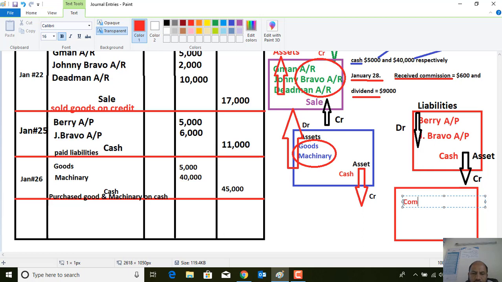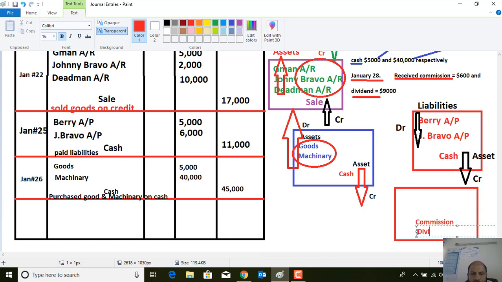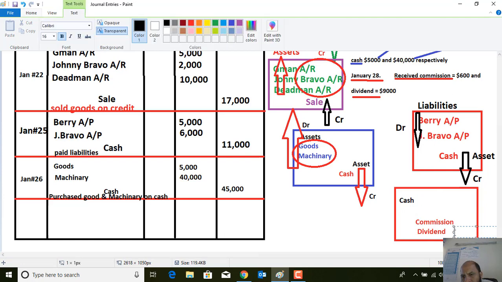So commission is, for example, a revenue account. So the company received commission and also the company received dividend, but both of them as cash. They received the commission as cash and also they received the dividend as cash. So see dear students, commission and dividend, both of them are revenue accounts. What type of account is it? It is income. Yeah, in other words we may say the revenue account.